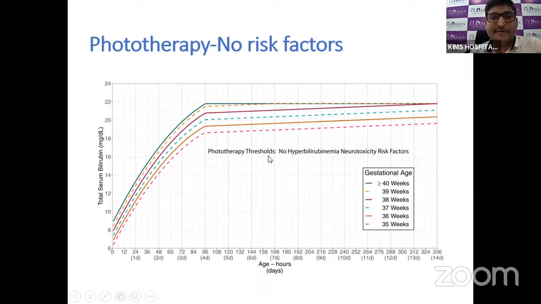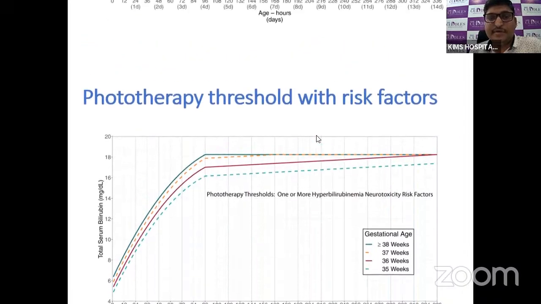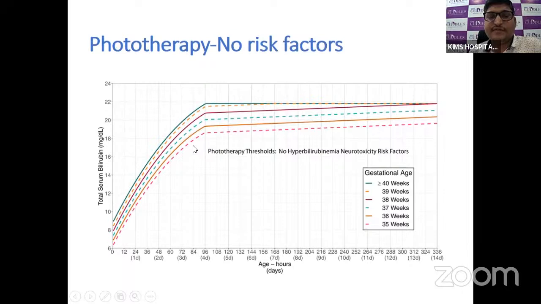This is the phototherapy threshold with no hyperbilirubinemia neurotoxicity risk factors. We have seen earlier that neurotoxicity risk factors are isoimmune hemolytic disease or other hemolytic disease, gestational age less than 38 weeks, hypoalbuminemia, and sepsis or instability. So we have to chart on these phototherapy thresholds; this one is without risk factors, and the next one is with risk factors. When compared to the earlier nomograms, the threshold for phototherapy has been increased.